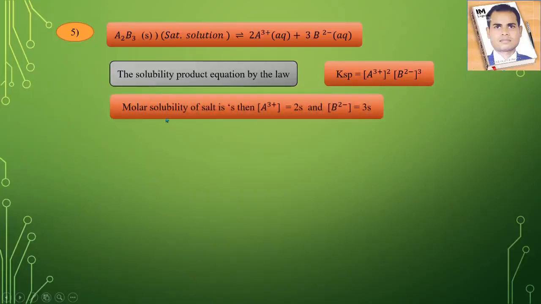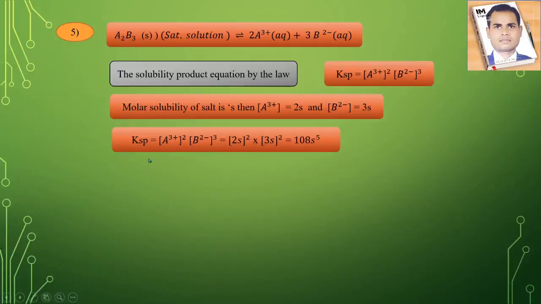So the molar solubility of the salt is s, then you will see [A³⁺] equals 2s, and [B²⁻] equals 3s. So the Ksp will be [A³⁺]² [B²⁻]³ equals (2s)² × (3s)³, and you will get 108s⁵. So this is the solubility of salt for this kind of molecule.